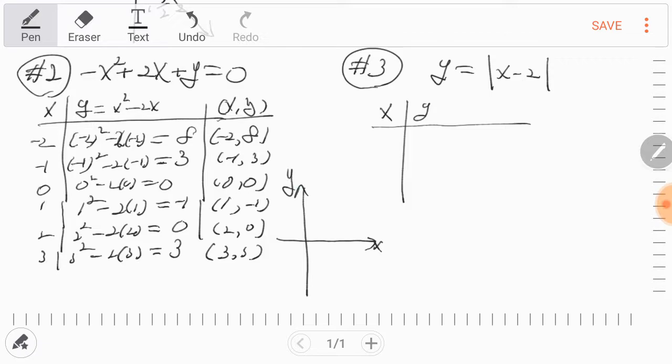X axis, y axis. X is -2, then y is, let's say this is 8. Okay, x is -1, then y is 3. 1, 2, 3, 4, 5, 6, 7, 8. So probably around here. And x equals 0, then y is 0. X equals 1, then y is -1. And x equals 2, then y is 0. X equals 3, then y is 3. Over here.